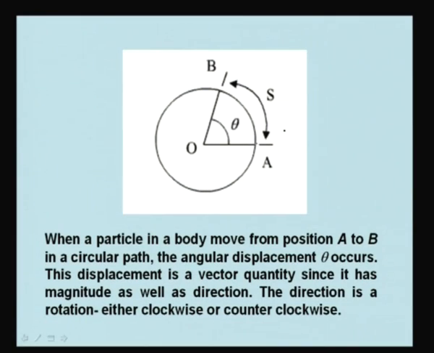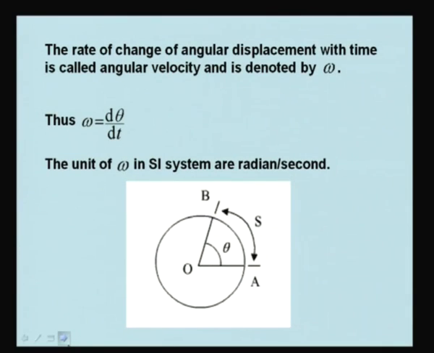Now, when the body is moving in the plane, that direction will be indicated by the normal. By convention, if the body is moving anti-clockwise, its direction of rotation will be in the direction of k, where k is a unit vector normal to the plane. If the body is moving in the clockwise direction, the direction will be in the direction of minus k. The angular velocity will have the same direction, that means clockwise angular velocity will be in the minus k direction, and anti-clockwise angular velocity will be in the plus k direction.